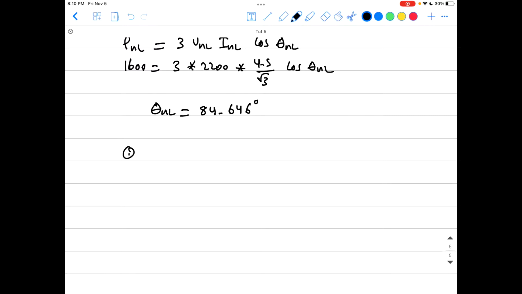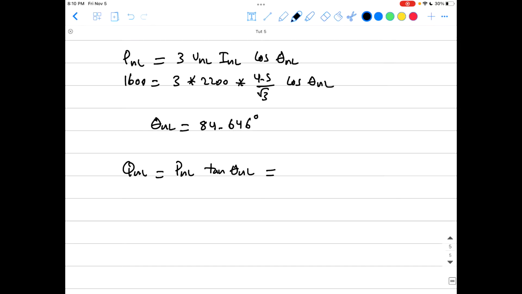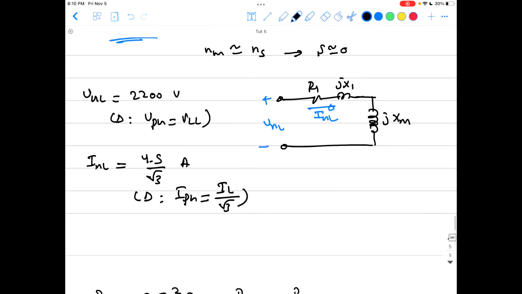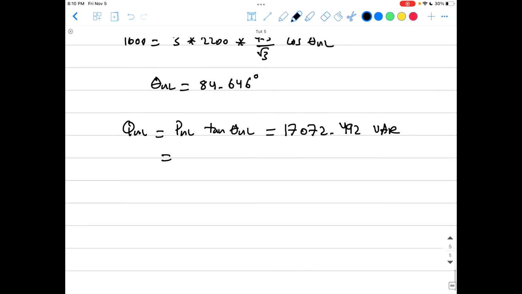And from it I can find Q no load, which equals P no load tan theta no load, just like we did before. This gives you 1772.492 vars. Having in mind that for Q no load, from the circuit, you just have two reactances, X1 and XM, connected in series, so this equals 3 I no load squared times X1 plus XM. Okay? Everything is known now. Q no load we just found.